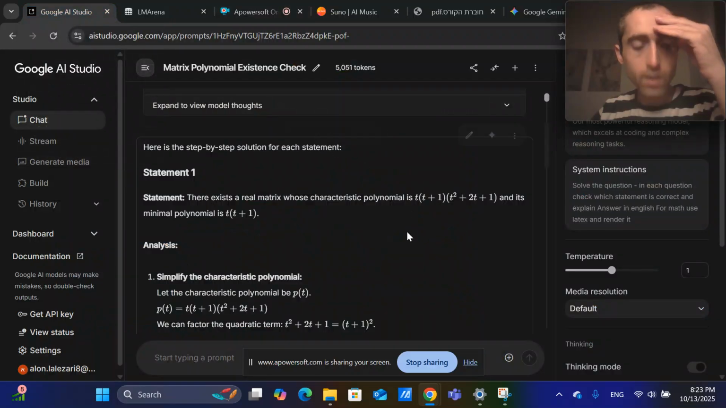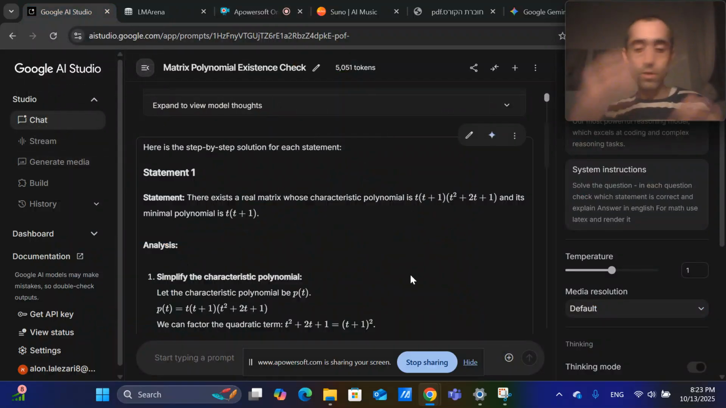Okay, so the idea now is to look at a very nice relationship, or connection. We will learn about the relationship between the minimal polynomial and the characteristic polynomial of a matrix. So, through an exercise, we will learn about that.